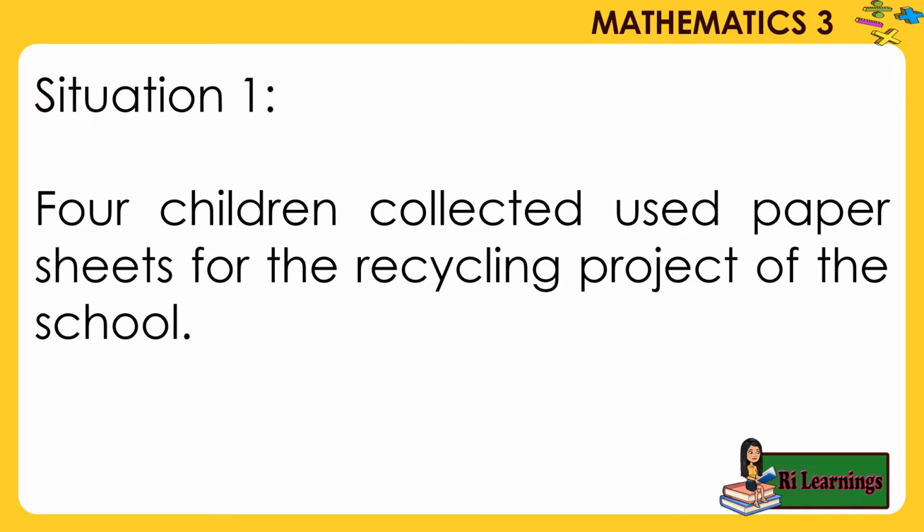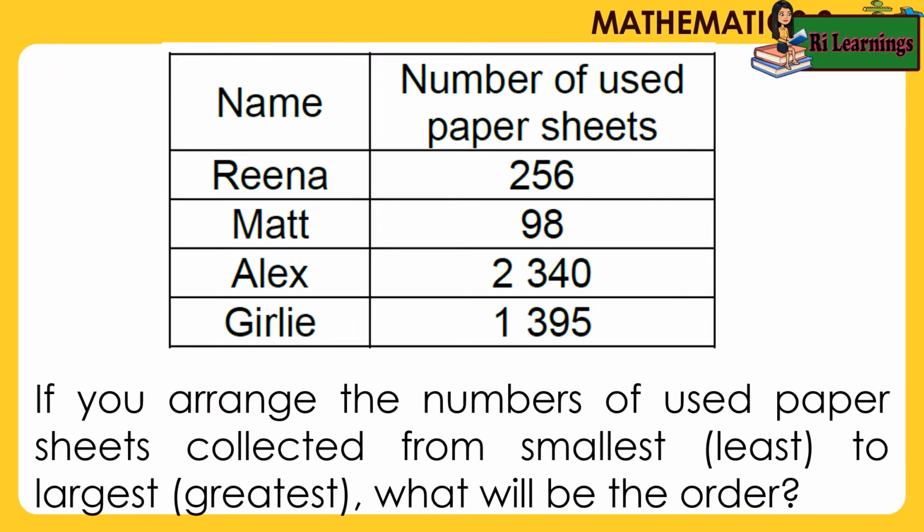Situation 1. 4 children collected used paper sheets for the recycling project of the school. Rena collected 256 paper sheets. Matt collected 98. Alex collected 2,340 and Gurley 1,395 sheets. If you arrange the numbers of used paper sheets collected from smallest, least, to largest, greatest, what will be the order?